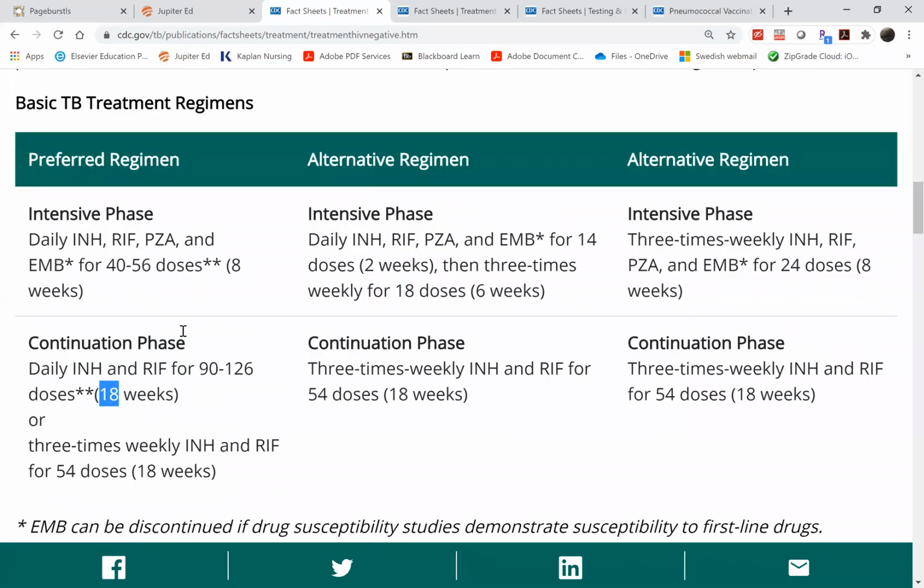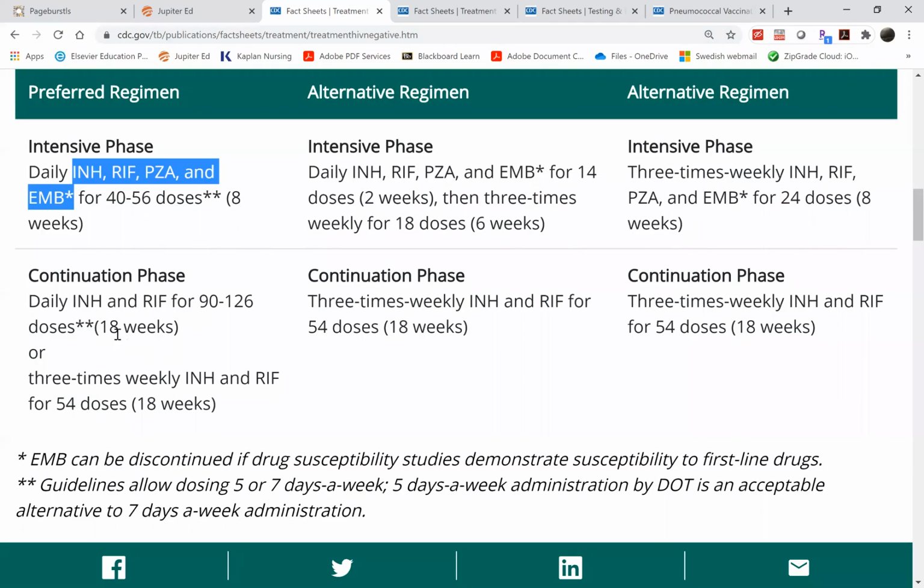All right, again, the preferred regimen is for newly diagnosed active TB patients. They will be on 4 drugs during the intensive phase, which is 8 weeks. So all 4 for 8 weeks, and then after the first 8 weeks, for another 18 weeks, just down to 2.